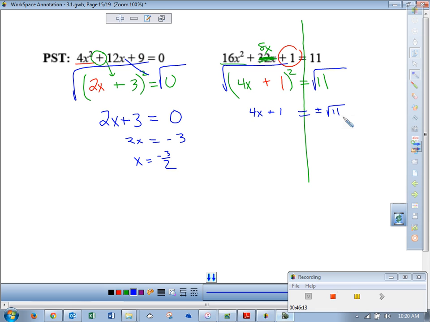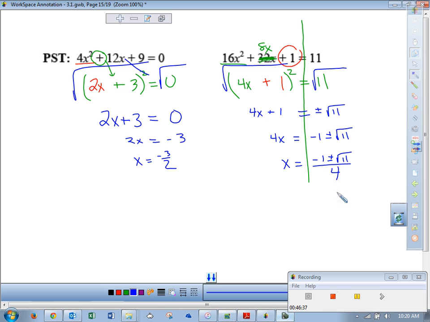Get x all by itself. Let me subtract 1 from both sides. Negative 1 plus or minus the square root of 11. So far, so good. Divide by 4 to both sides. X equals negative 1 plus or minus the square root of 11 all over 4.